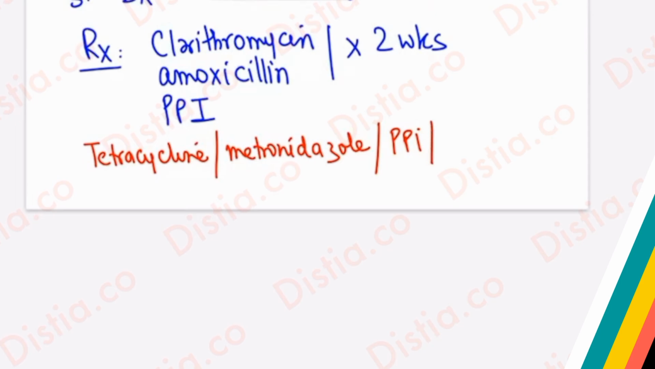Along with this, obviously, a PPI can be used and then bismuth can be given. So you can see I've written 4 things here and I've written 3 things on the top. You can very well understand what I am leading at.